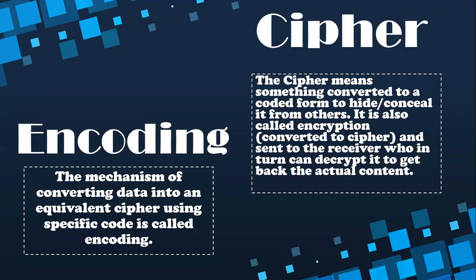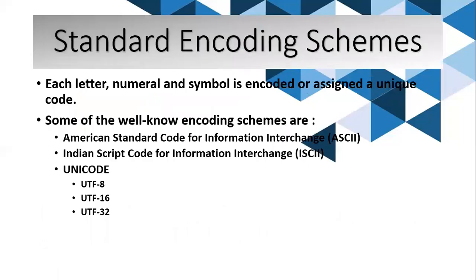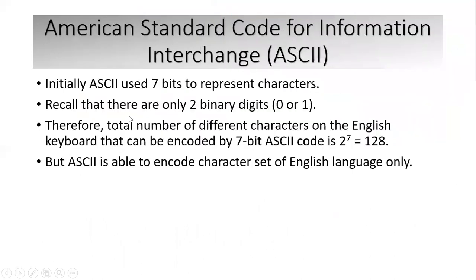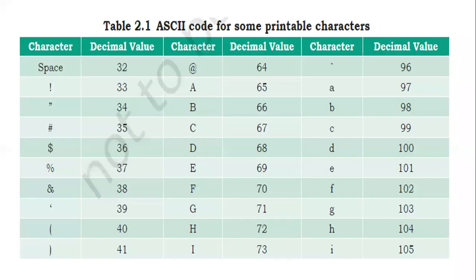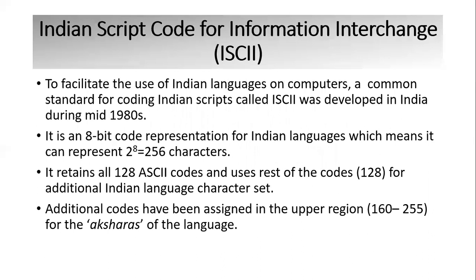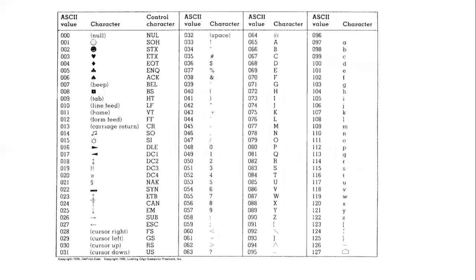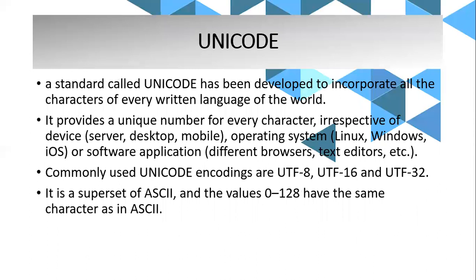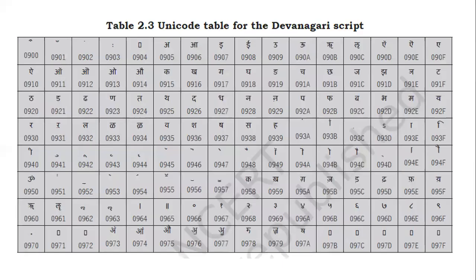And now we know some encoding schemes, that is ASCII, which is American Standard Code. It's a 7-bit code. Then ISCII, which is an 8-bit code. Then we have Unicode. Unicode also has UTF-8, UTF-16, and UTF-32. This is the Unicode for Devanagari script.